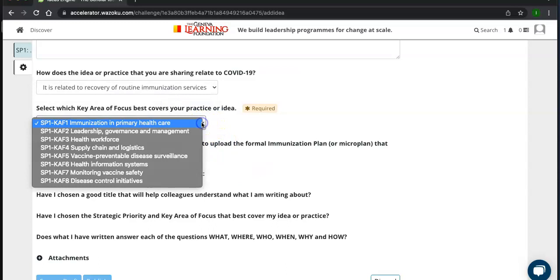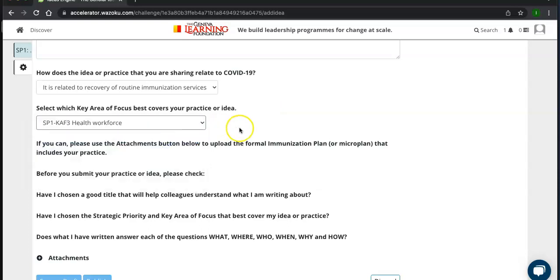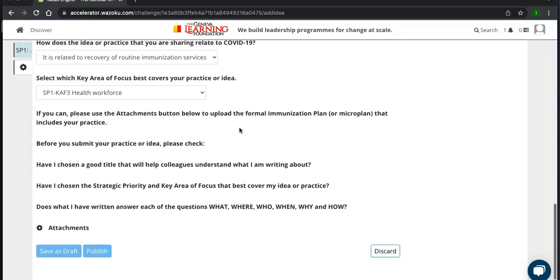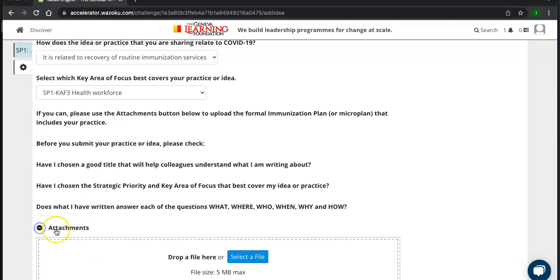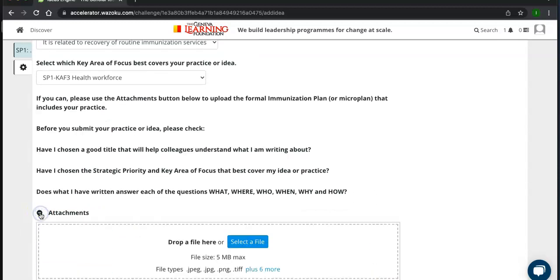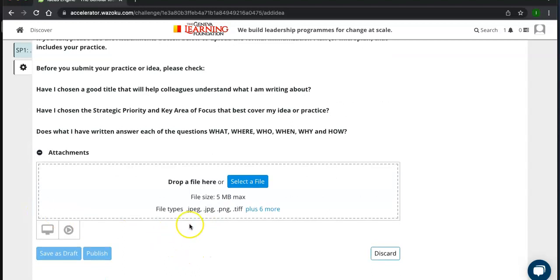And then the key areas of focus. So each strategic priority has key areas of focus, say health workforce. So you then have the opportunity, if you can, by using this plus sign at the bottom with attachments to either upload a file. It will take image files, documents or a PDF. So if you have a plan or a micro plan that you can share, please do so.